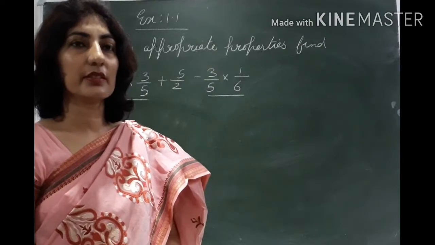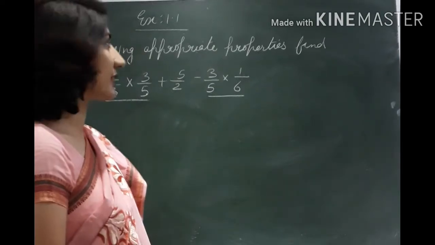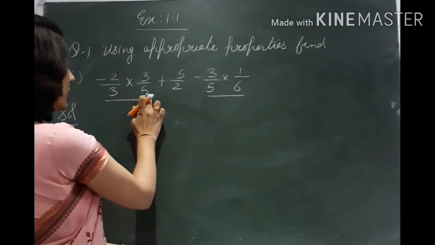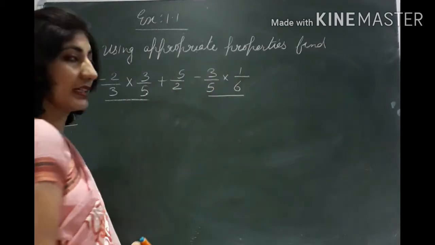Good morning students. Today we are going to start exercise 1.1. The first question is: using appropriate properties, find -2/3 × 3/5 + 5/2 - 3/5 × 1/6.